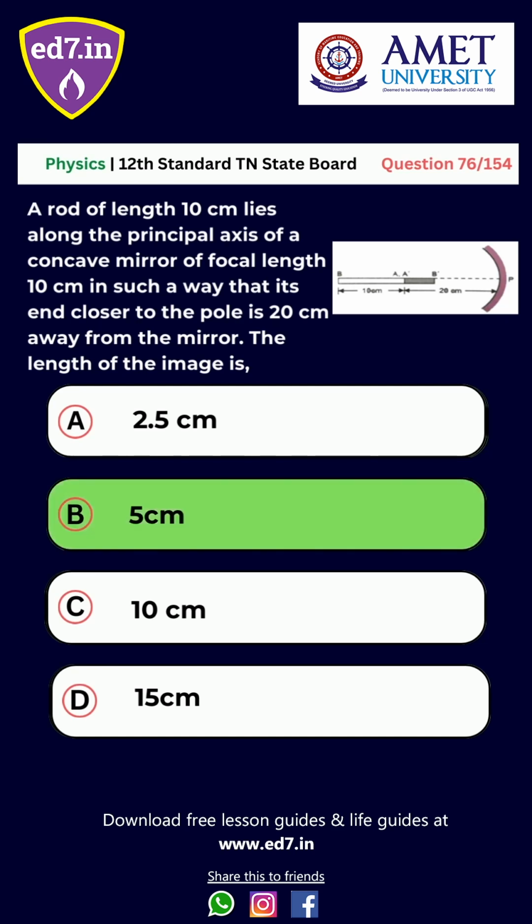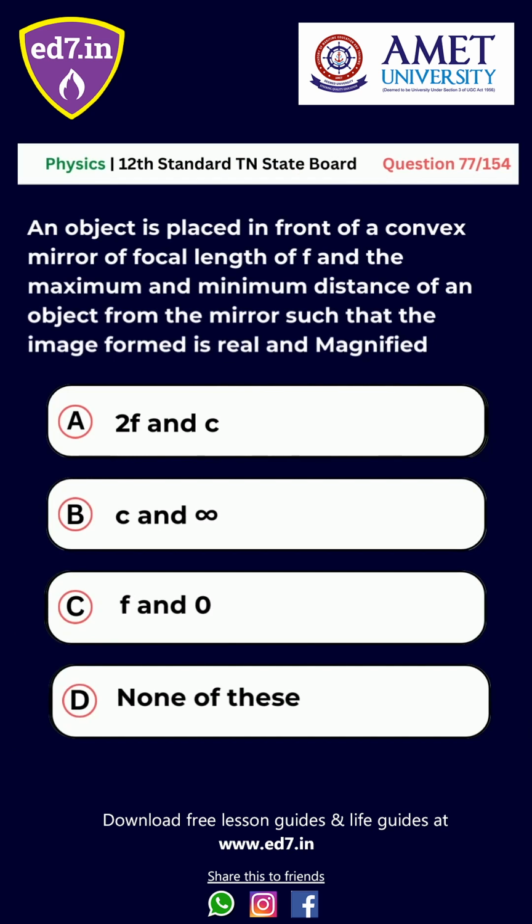5 cm. Question number 77. An object is placed in front of a convex mirror of focal length f. What are the maximum and minimum distances of the object from the mirror such that the image formed is real and magnified? Option A. 2f and c. B. C and infinity. C. F and O. D. None of these. The right answer is option D.